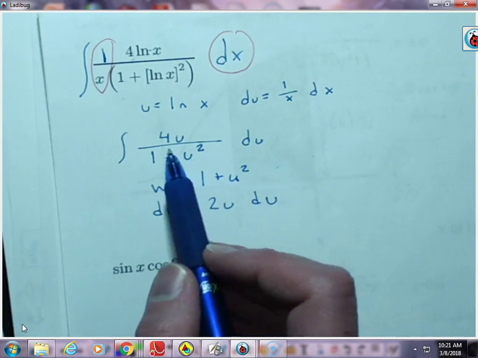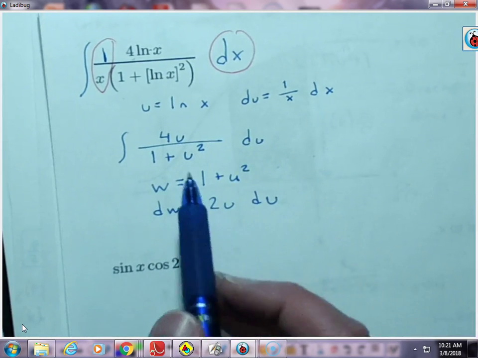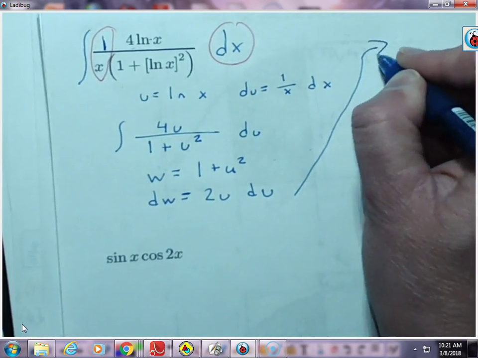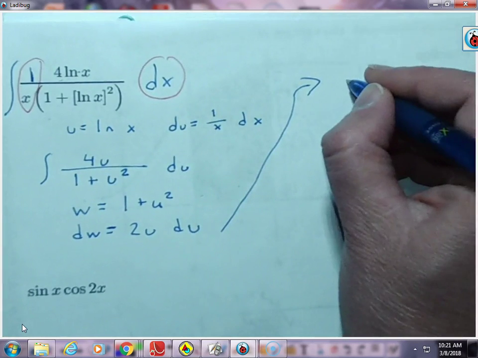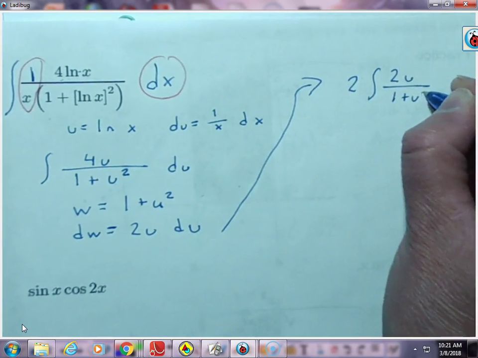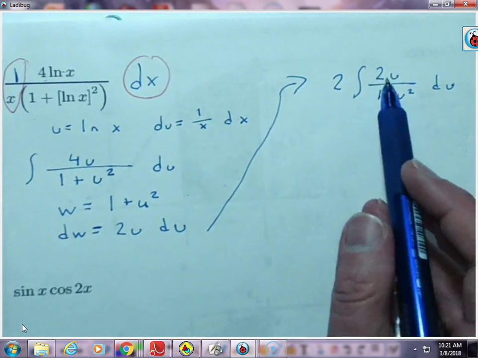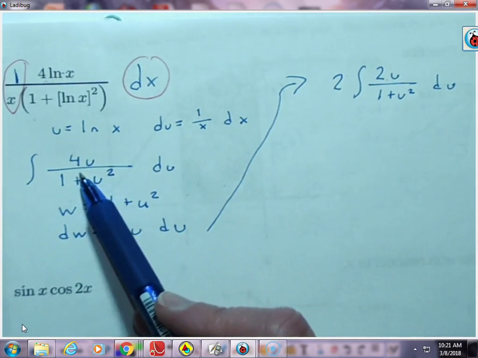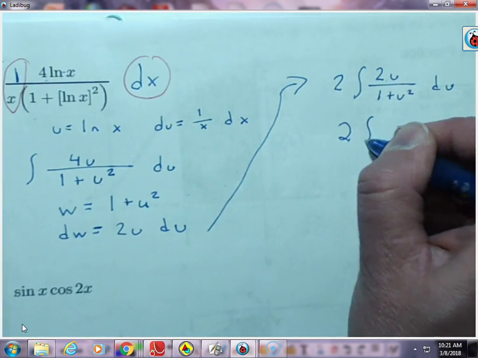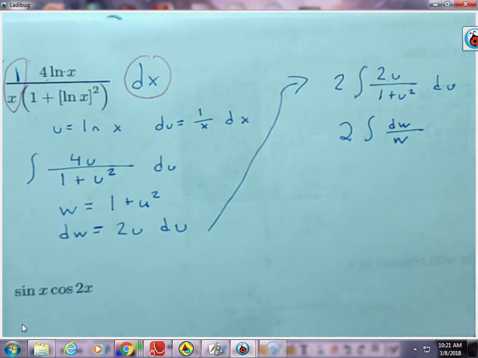All right, so I'm looking to see if I have dw. We need another 2. Well, no, I got more 2s than I need. Yeah, so I'm going to take out a 2. I'm going to go up here somewhere. So I'm going to write it like this. Because I really only wanted 2u du, so I had an extra 2 I didn't want, so I pulled it out.